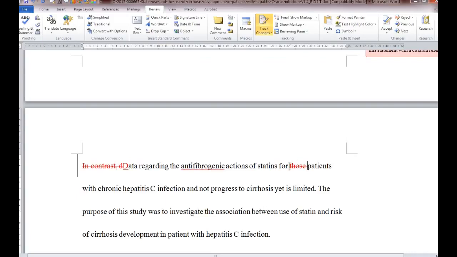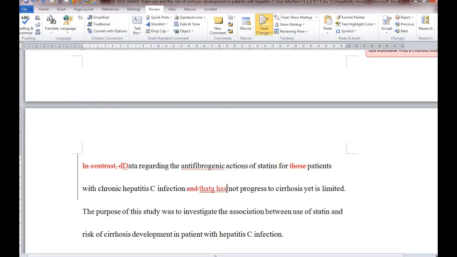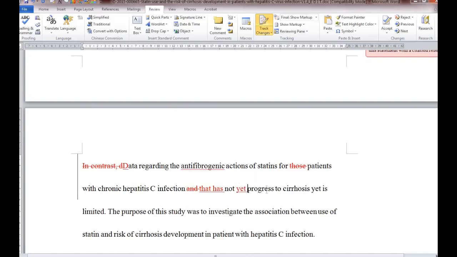Okay. Okay, in contrast, data regarding. It's not bad, but I don't really see why this is necessary. Sometimes I might just leave a comment stating, please consider omitting this. The reason for this phrase is unclear. However, I'm pretty sure it's unnecessary. If I am wrong, it's always his or her prerogative to reject the change.